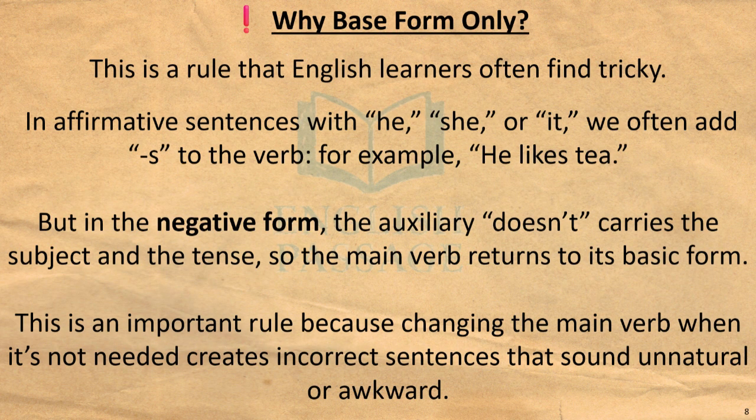Why base form only? This is a rule that English learners often find tricky. In affirmative sentences with he, she, or it, we often add s to the verb. For example, he likes tea. But in the negative form, the auxiliary doesn't carries the subject and the tense, so the main verb returns to its basic form. This is an important rule because changing the main verb when it's not needed creates incorrect sentences that sound unnatural or awkward.